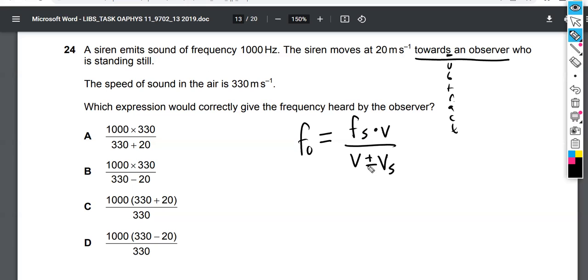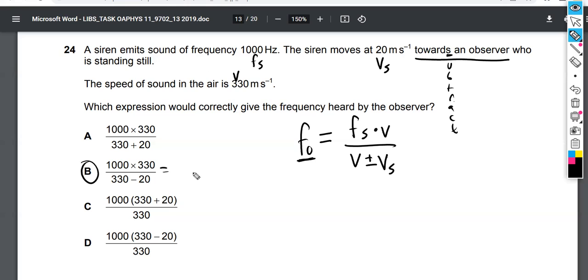Okay, and so if we match the given information, there's the frequency of the source, there's the velocity of the source, there's the velocity of the wave. We're trying to get an expression that's going to solve for the observed frequency. So it's this one. They've plugged in the frequency of the source, the velocity of the wave over the velocity of the wave, and minus, because towards subtract. So choice B has to be correct here.